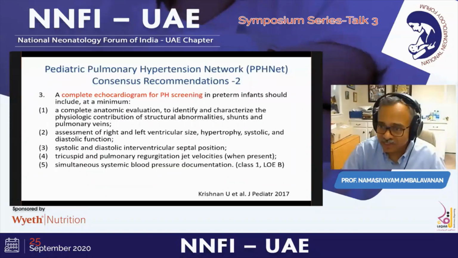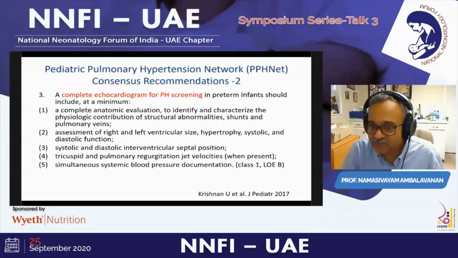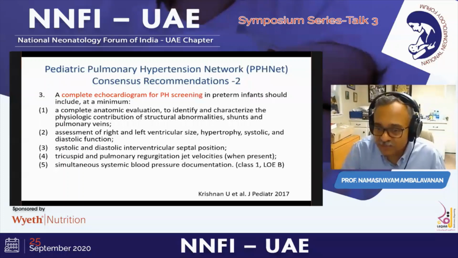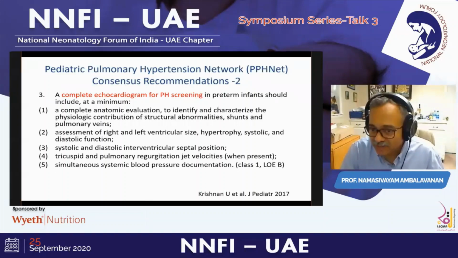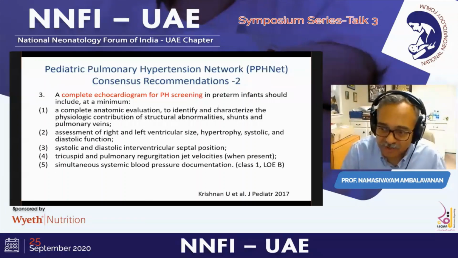So what should you look at in the echocardiogram? It should include a complete anatomic evaluation to identify and characterize the physiologic contribution of structural abnormalities, shunts, and pulmonary veins. Should assess the right and left ventricular sizes, hypertrophy, systolic and diastolic function. And importantly, should look for the septal positioning. Is it flattened? Is it bulging into the right ventricle or bulging into the left ventricle? And if there is any tricuspid or pulmonary regurgitant jet, the velocity should be measured. And obviously, you need a simultaneous systemic blood pressure documentation to find out what it is in relation to the pulmonary pressures.